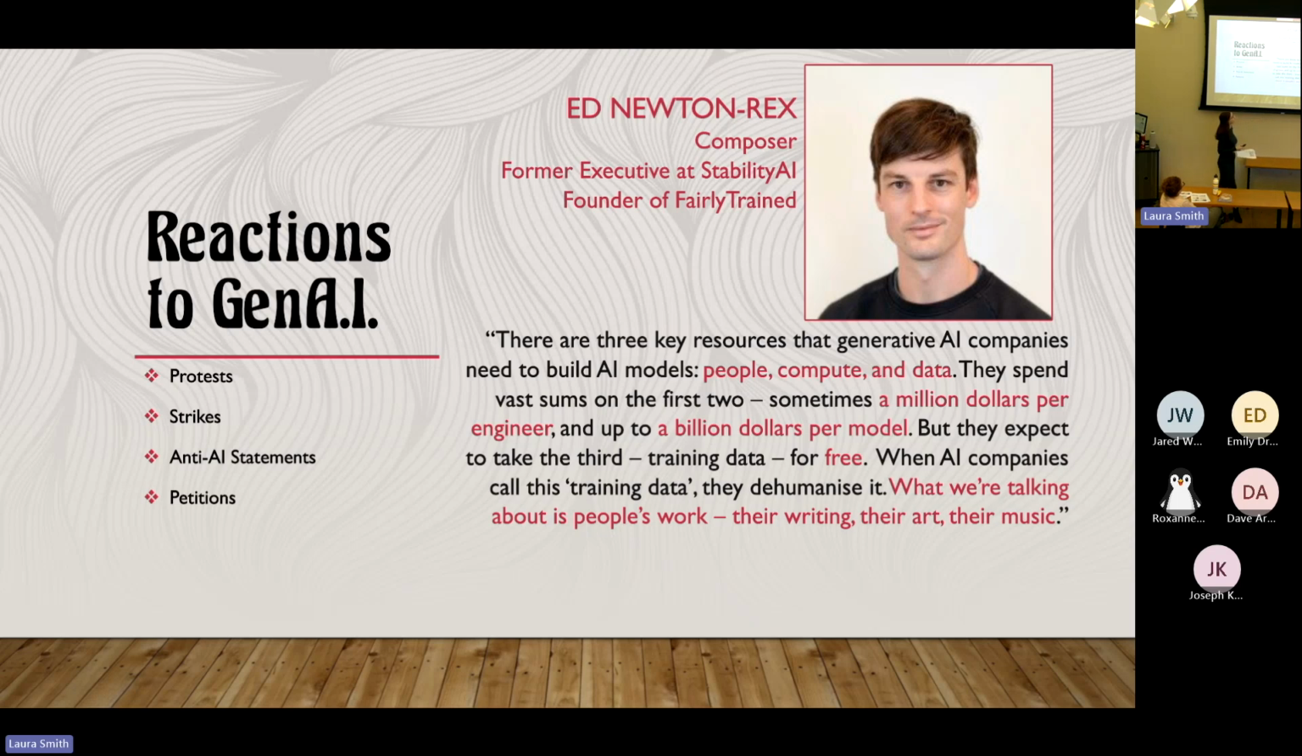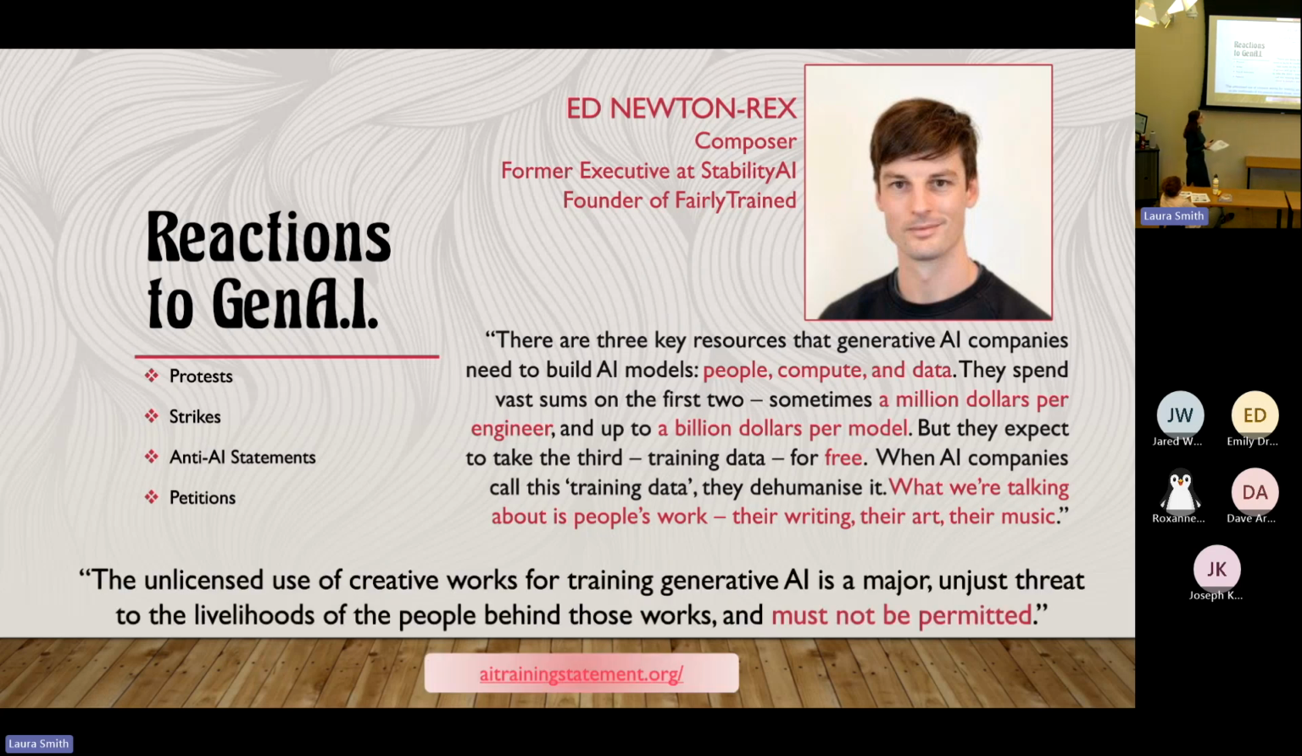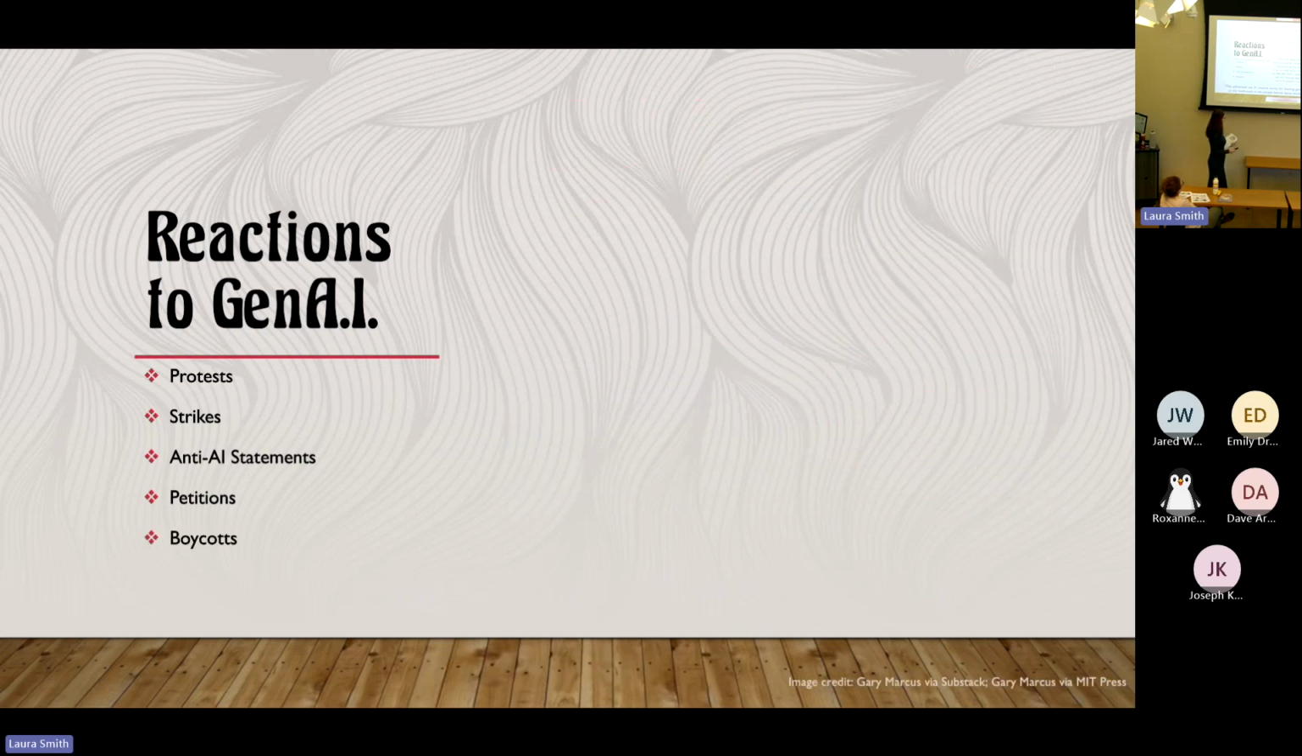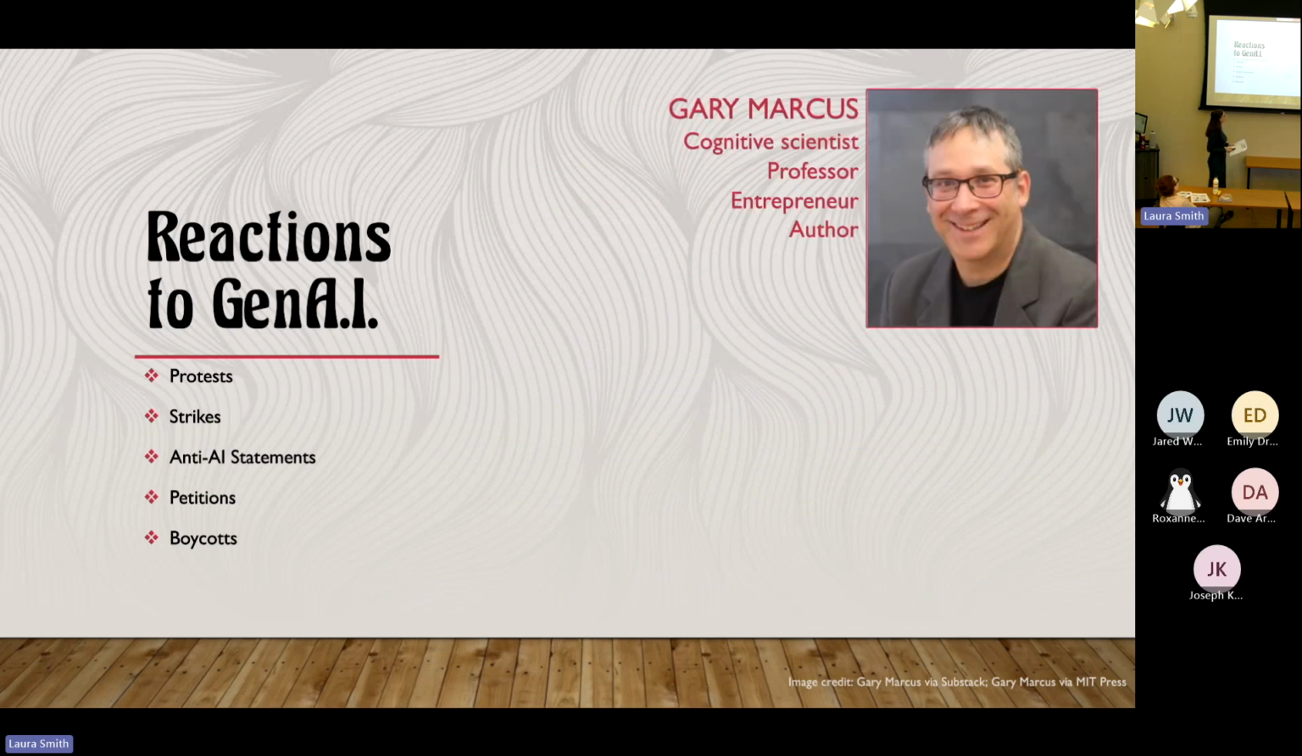So he's drafted this very simple statement that you can sign at this website. It's up to 43,000 signatures, something like that. The unlicensed use of creative works for training generative AI is a major unjust threat to the livelihoods of the people behind those works and must not be permitted. Pretty simple.